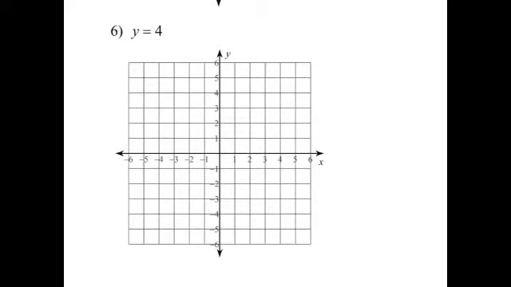Alright, I'm moving on to number 6. This just says y equals 4. Well, the number not with the x is 4, so we have a y-intercept right there. What this says is, it doesn't matter what x you pick, the y value is always 4. So if you pick an x of 3, the y value is going to be 4.